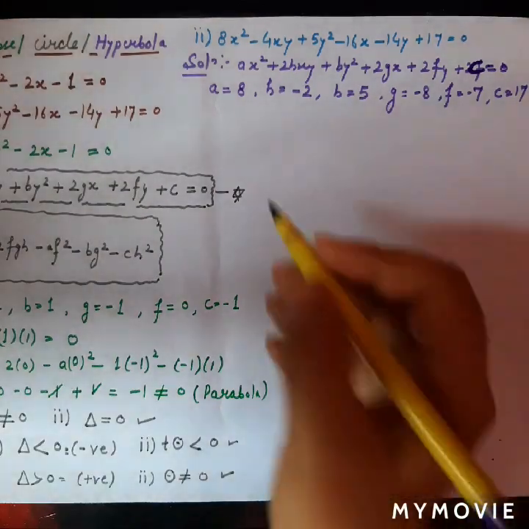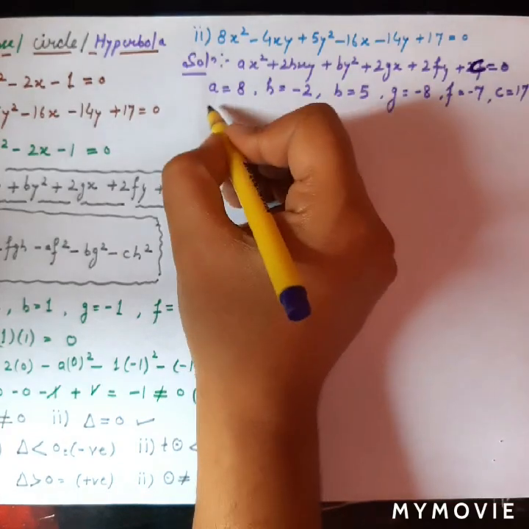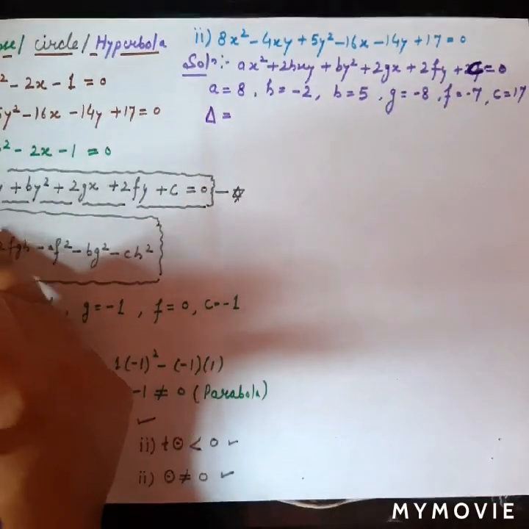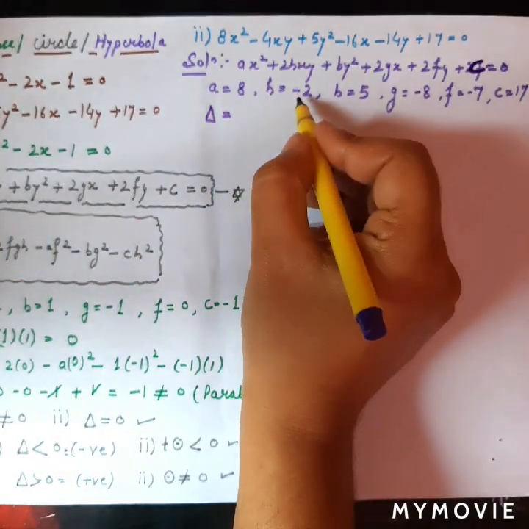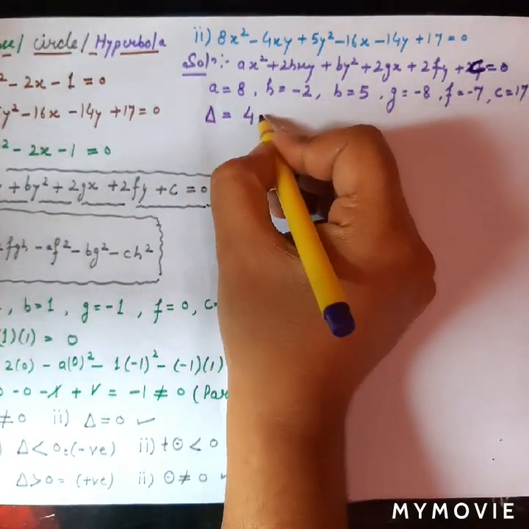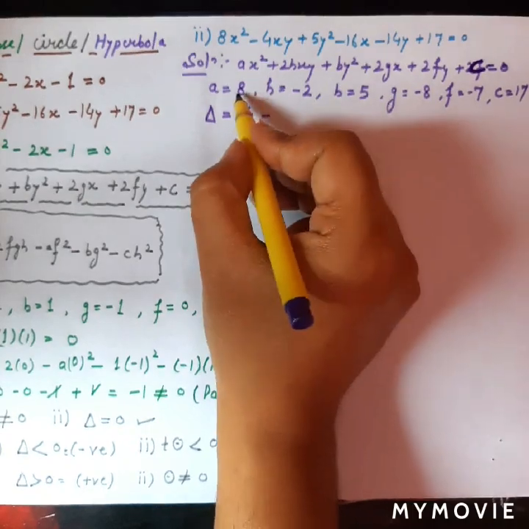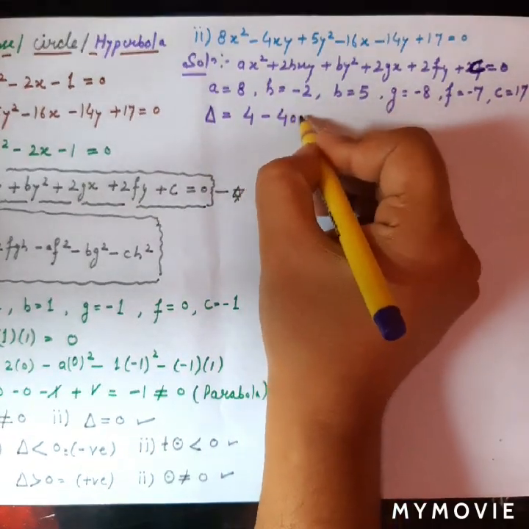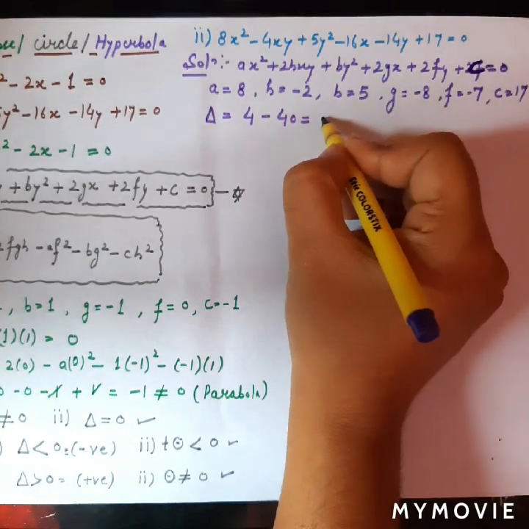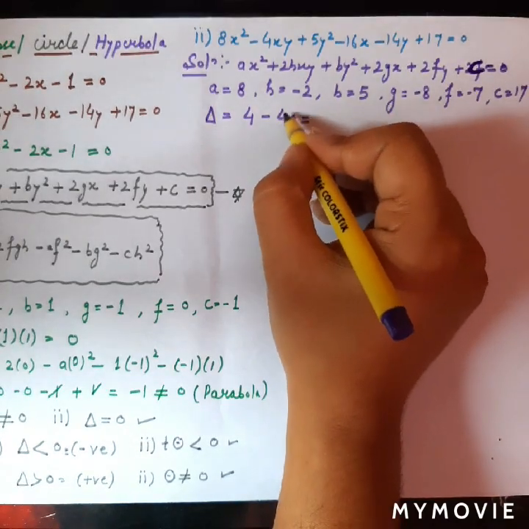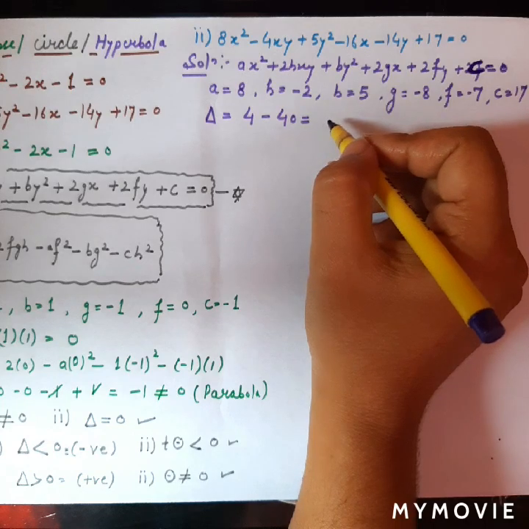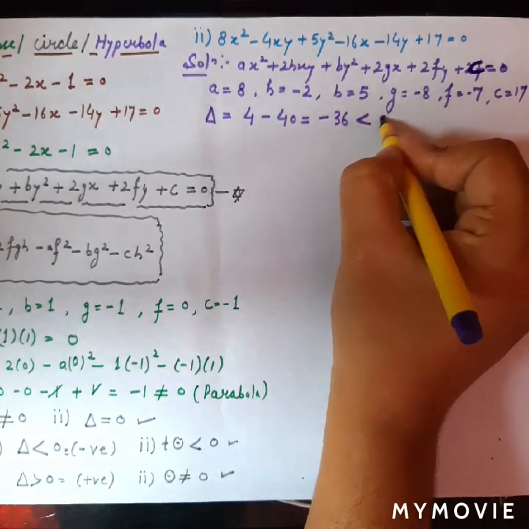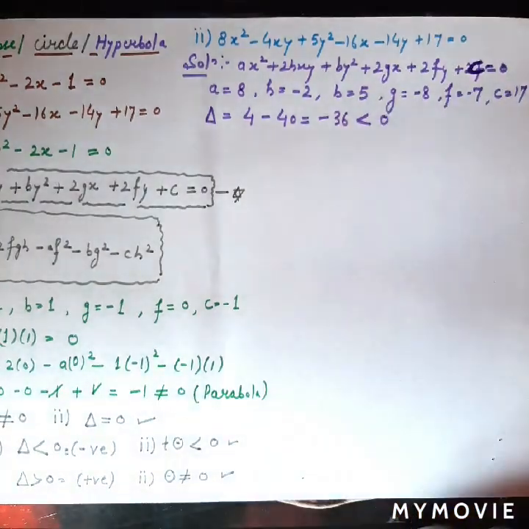Okay, now take the value of delta here. Delta means h square minus ab, so h square, 2 square, which is equal to 4, minus ab, a is 8, b is 5, 8 fives are 40. So this will be a negative value, as we already know the bigger term has a negative sign before it. This is equal to minus 36. So the value of delta is less than 0.